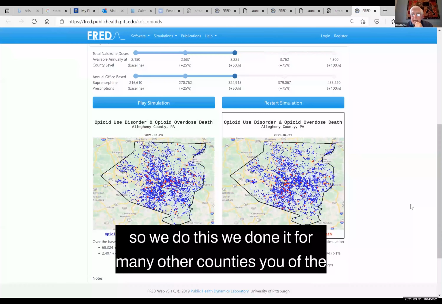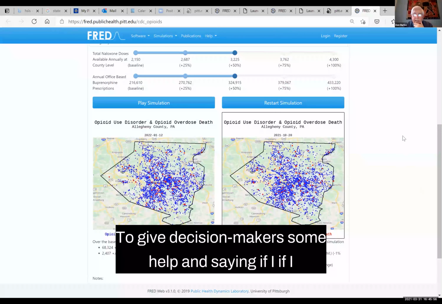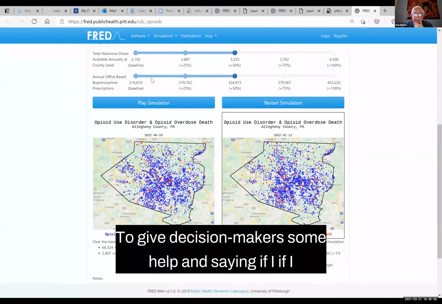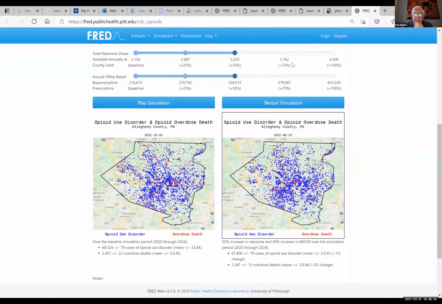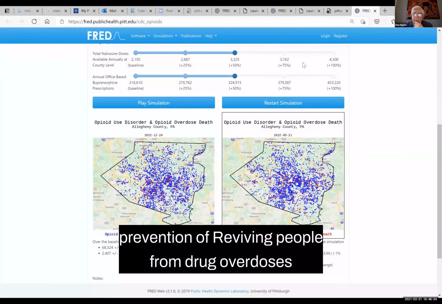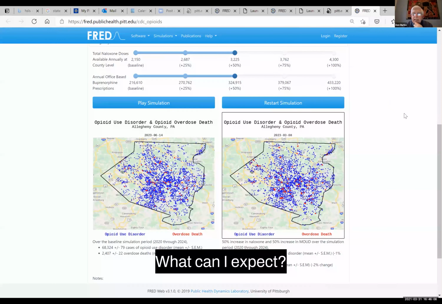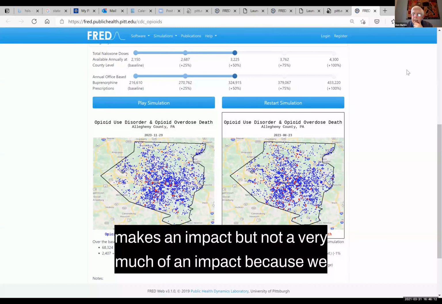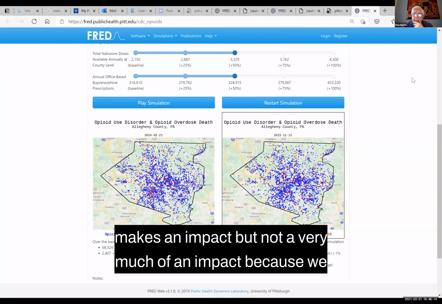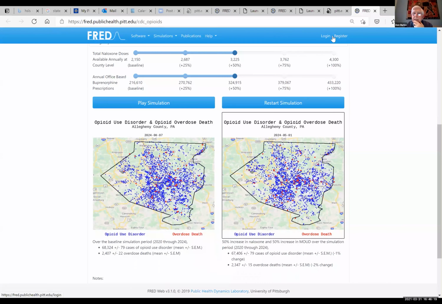So we've done that for many of the counties of the U.S. to give decision makers some help in saying, if I increase my naloxone for prevention, for reviving people from drug overdoses, or provide treatment slots, what can I expect in terms of deaths? The fact is that doubling these things makes an impact, but not very much of an impact, because we need a lot more than we're currently using. Doubling is not enough.